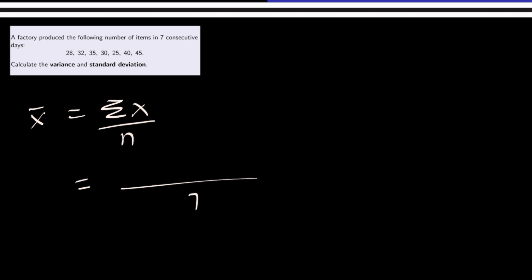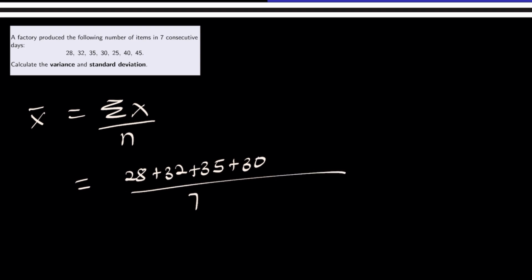So as we saw in our previous example, we need to find the mean. So the mean is defined as sigma x on n. In this case, n is given as 7 because we have 7 points here. Now we add the terms, so 28 plus 32 plus 35 plus 30 plus 25 plus 40 plus 45. And this is going to give us 33.571.